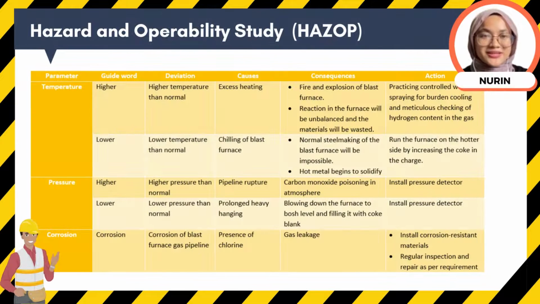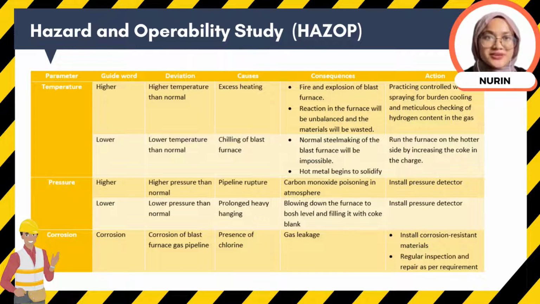Hello, I am Nurin Faqihah and now I'll be presenting on the hazard and operability study of the selected equipment in the steel manufacturing industry, which is the blast furnace. The first parameter is temperature. Higher temperature than normal is caused by excess heating, which can cause fire and explosion of the blast furnace. Moreover, the reaction in the furnace will be unbalanced and cause the materials to be wasted.